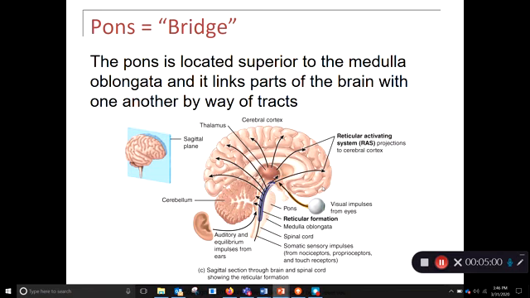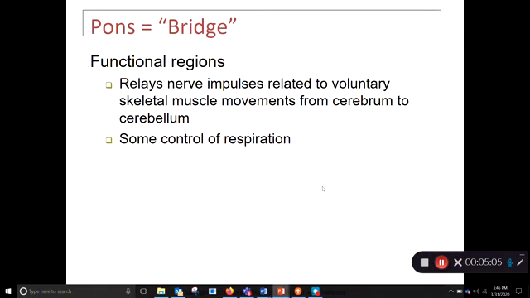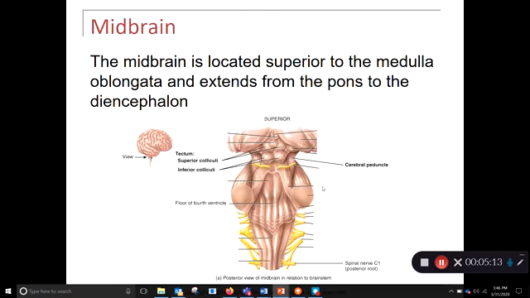You're going to see some crossing over to the cerebellum. You're going to see some crossing over to the cerebrum. You're going to see a lot of things going on here. It is a relay station between your voluntary muscles and your cerebrum and cerebellum, and it has maybe a tiny bit of control over your respiration. With that, let's go ahead and move on to the midbrain.